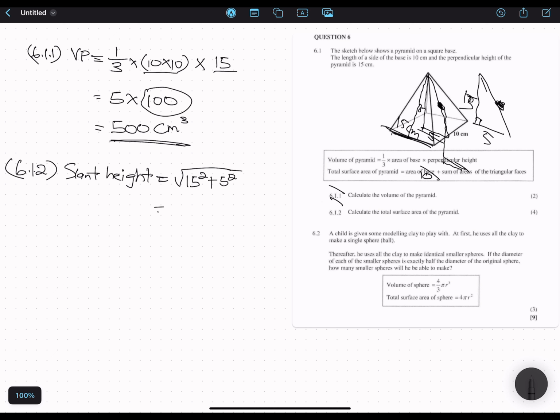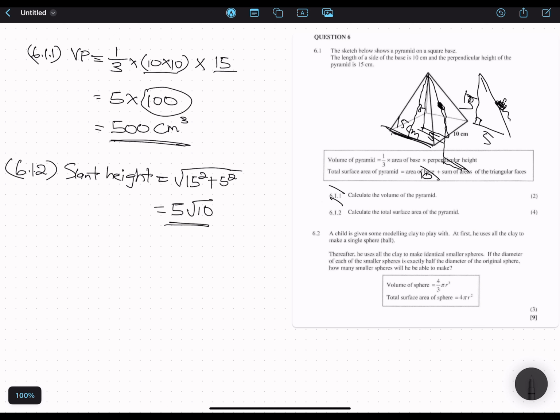When you put it on your calculator, you'll find this is 250. The square root of 250 is the square root of 25 times 10, and 25 times 10 is 250. So the 10 we leave inside the root, and the square root of 25 is 5. So we have 5 root 10, which is the slant height of each triangle.